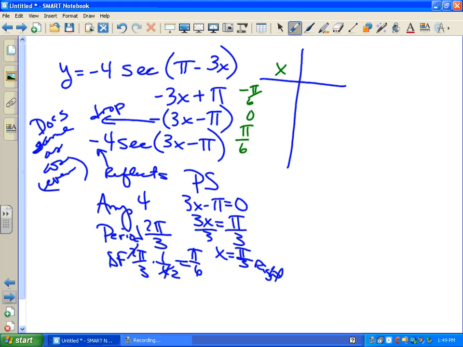Can somebody get that? So we've got pi over 6, 2 over 6 is pi over 3, 3 over 6 is pi over 2. Now we are going to add pi over 3.